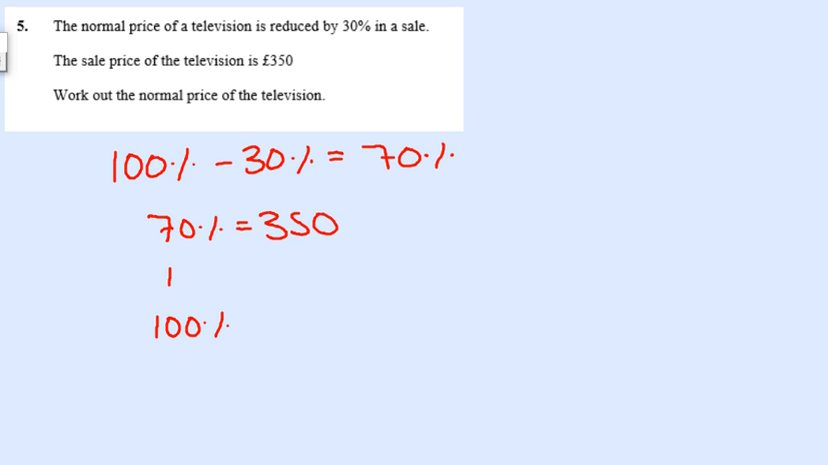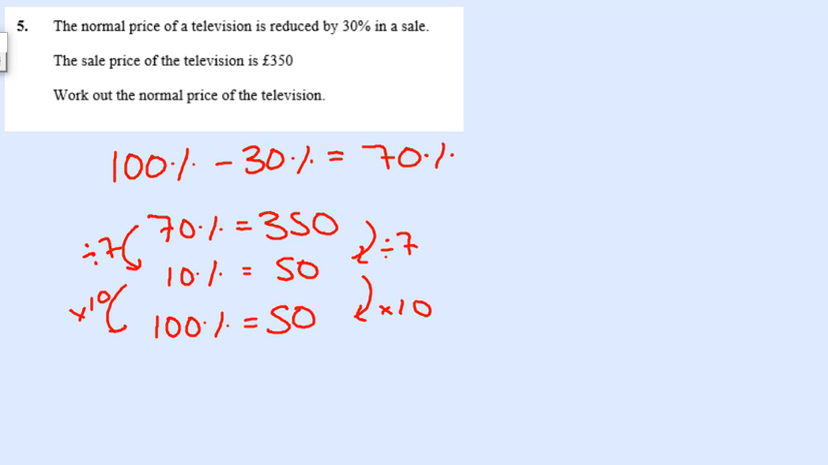I would go down to 10% first. So dividing by 7, which gets you 50, and then multiply by 10 to get you 500. So you would have paid £500 for the TV before the sale.